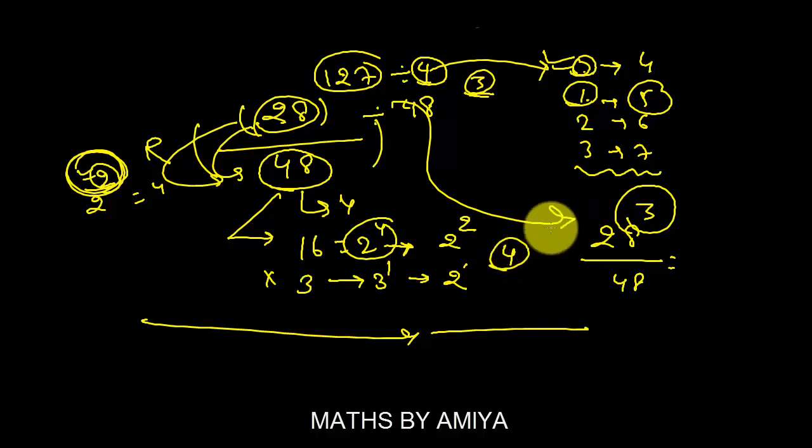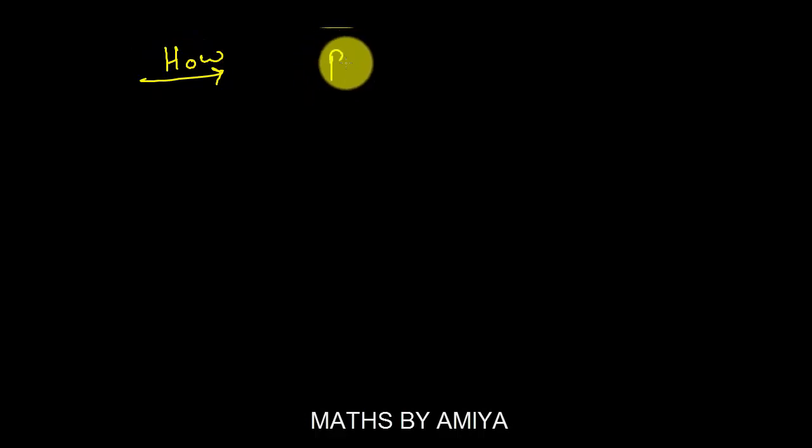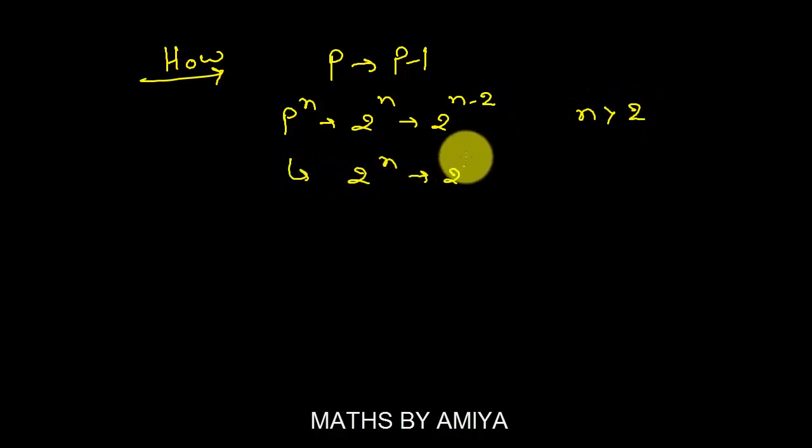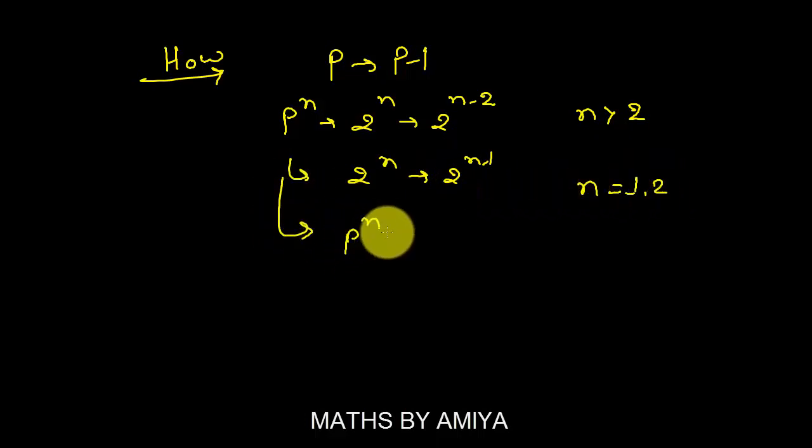What we have discussed till date are: first, how to find cyclicity. When we have a prime, the cyclicity is prime minus 1. For prime raised to power n, when we have 2 to the n, then the cyclicity is 2 to the n minus 2 when n is greater than 2, and 2 to the n minus 1 when n is equal to 1 or 2. For the rest of the primes, the cyclicity is p raised to power n into (1 minus 1 by p).